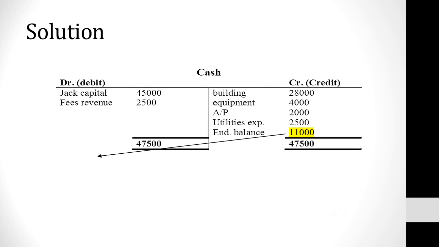So we are going to make a T account for cash and post or transfer all the figures of cash within the T account of cash. Here are the debit figures, here are the credit figures, and we are going to do the same for all the 10 accounts.